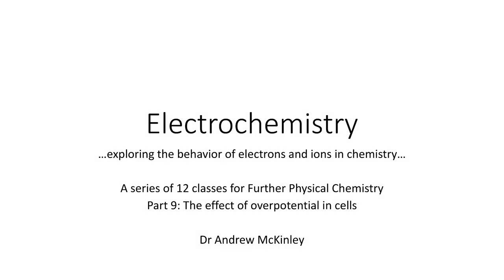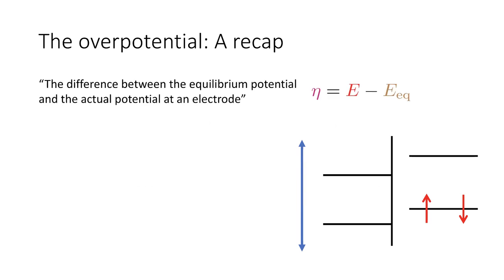We will now examine the effect of overpotentials in our electrochemical cells. In order to do this, we need a first quick recap of the overpotential. So remember we said that the overpotential is simply the difference between the equilibrium potential and the actual potential at an electrode. So it's a fairly simple quantity to measure.